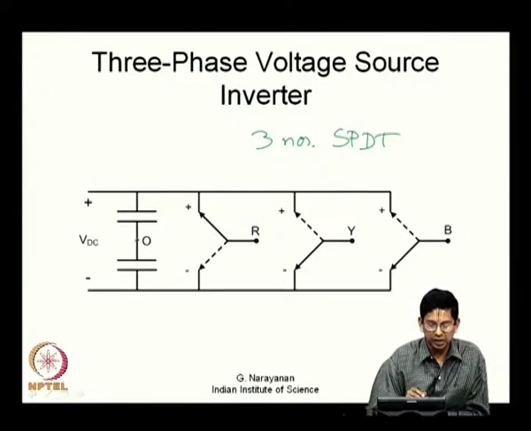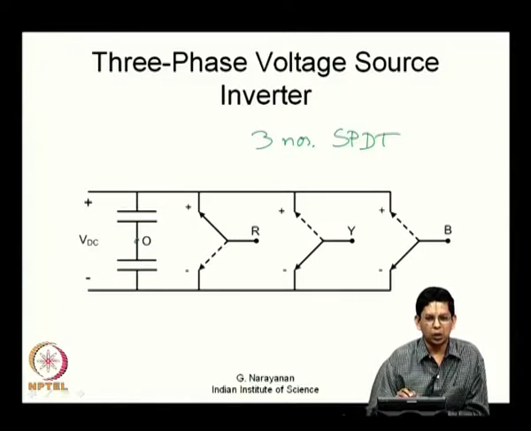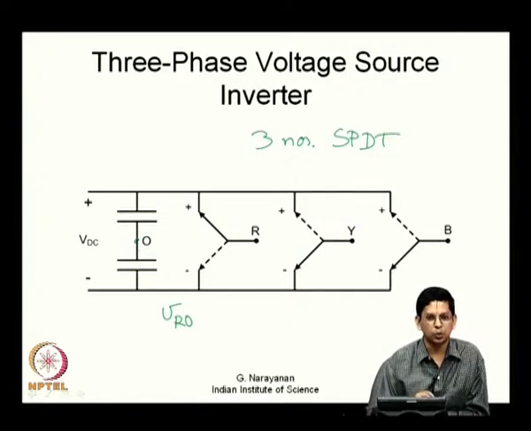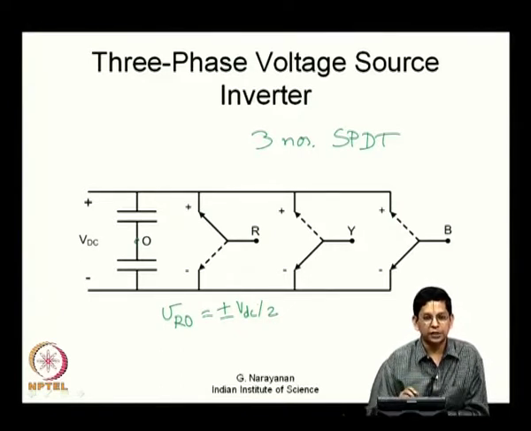The midpoint of the DC is a convenient point for considering all our measurements. This point may not be available, but analytically we want to express the potential at this pole R, or at this pole Y, or at this pole B with respect to some point of reference, and this O, or the DC bus midpoint, or the DC bus neutral, as it is variously called, is a convenient reference. So, we will say VRO for example, which means the voltage at this pole R measured with respect to O. This can be either plus VDC by 2 or minus VDC by 2. If R is connected to the top throw, VRO equals plus VDC by 2. If it is connected to the bottom throw, VRO is equal to minus VDC by 2. This is what you have in all the 3 legs.